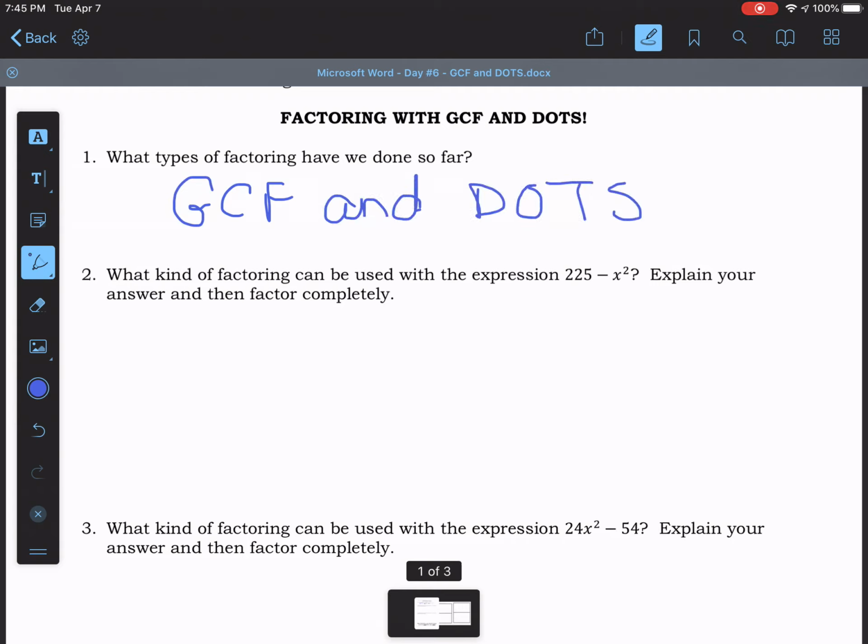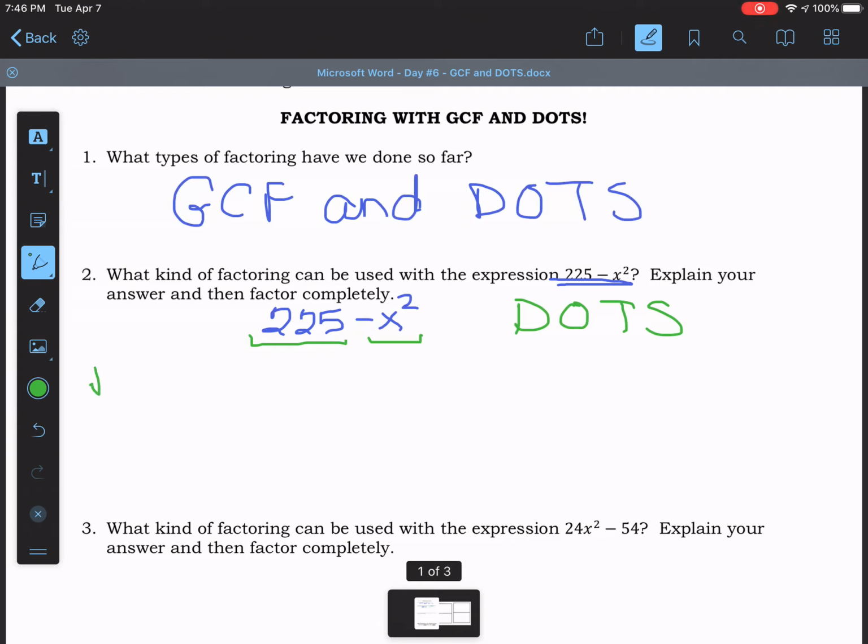Okay, so we're going to look at these two examples now just to kind of refresh what we mean when we say these types of factoring. So what kind of factoring can be used with the expression 225 minus x squared? Explain your answer and then factor completely. So if you look at the 225 minus x squared, you'll notice that the operation in the middle is subtraction, and both terms, the 225 and the x squared, are both perfect squares. So this is going to be DOTS, difference of two squares.